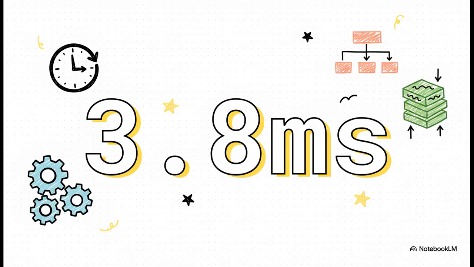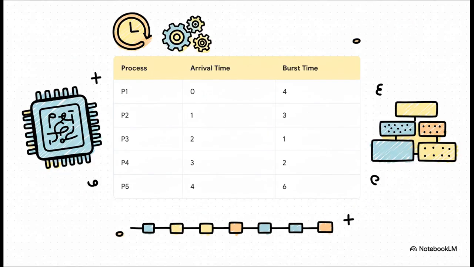Add all those up. 0 plus 3 plus 5 plus 5 plus 6. That's 19. To get the average, just divide by our 5 processes. 19 divided by 5 gives us 3.8 milliseconds. Simple, but, as we'll see, not always the best. All right, now for a smarter way.